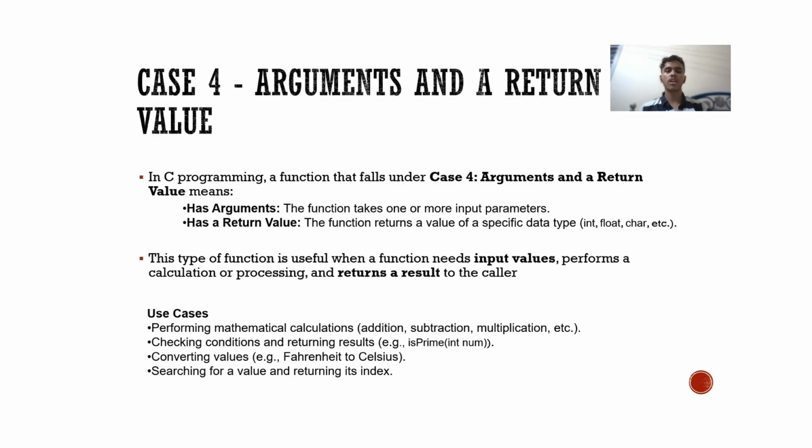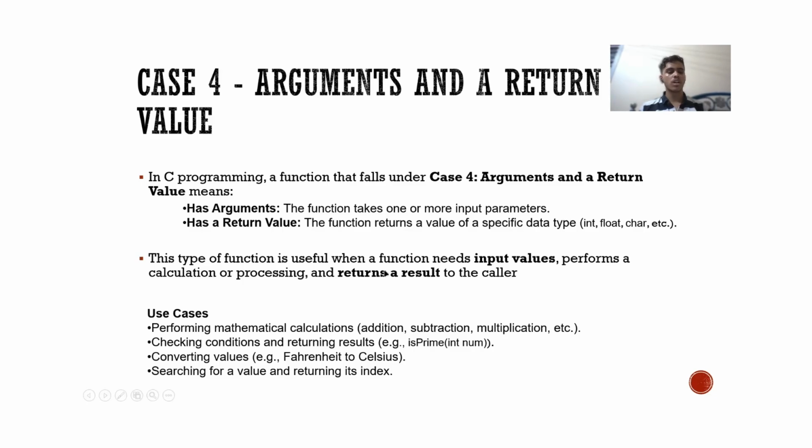Next, the fourth case: argument and return value. In C programming, a function that falls under case 4 has argument and a return value both. It takes one or more input parameters, and it returns a value of a specific data type. This type of function is useful when the function needs input values and simultaneously needs to return a result to the caller.